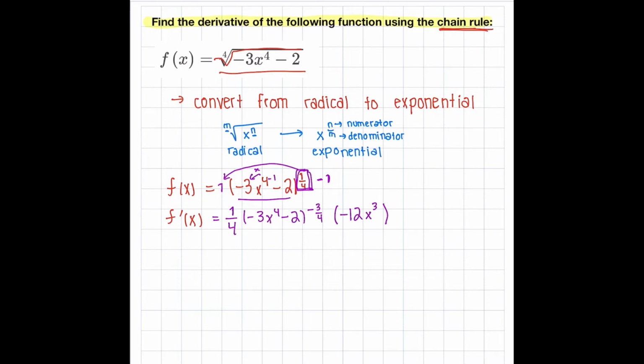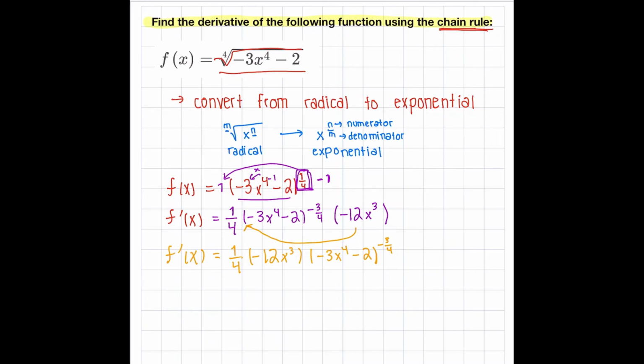So what we can do to simplify further is bring negative 12x cubed to the beginning of the function. Bring this over here. So we would write f prime of x equals 1 over 4 times negative 12x cubed into negative 3x to the power of 4 minus 2, to the power of negative 3 over 4.